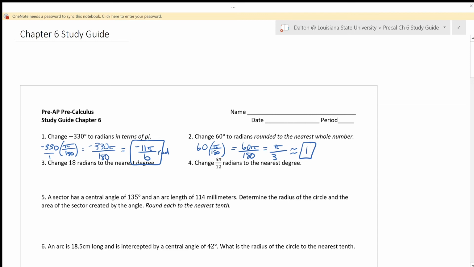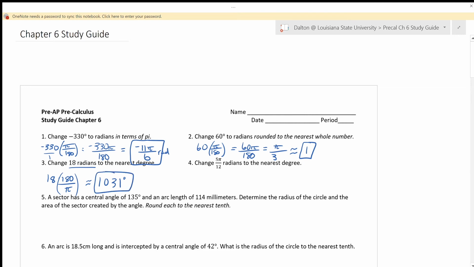Number 3, change 18 radians to the nearest degree. So now I'm going backwards. I'm going to use this as a reminder to let you know that radians don't always have to have pi in it. This one just says 18 radians. So now we will do the reciprocal. We're going to multiply 18 by 180 over pi. To the nearest degree means I can just type this in my calculator and round it. You should get 1031. Make sure if your answer is in degrees, you put the degree symbol.